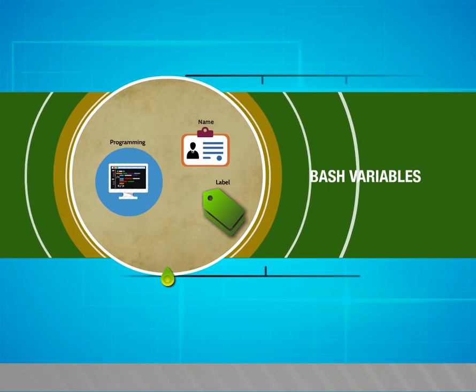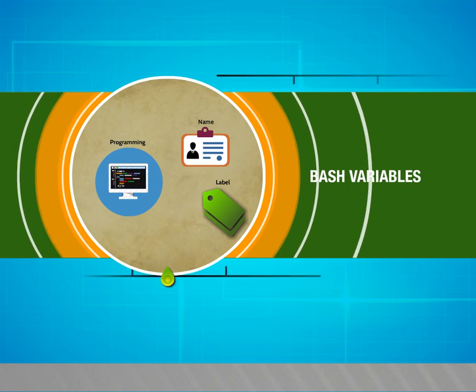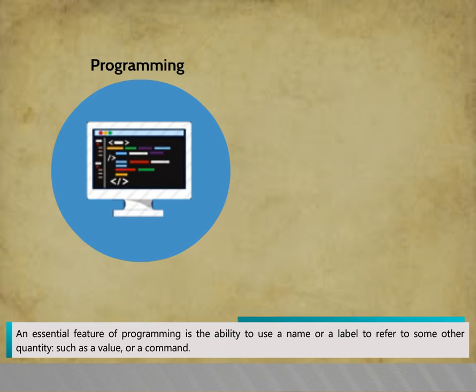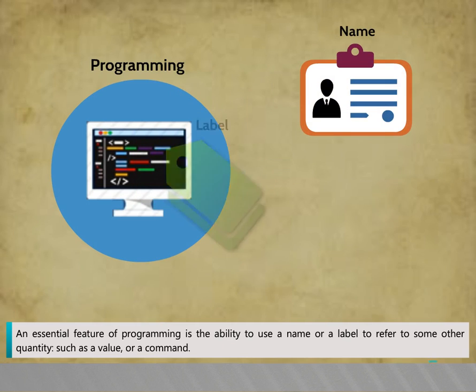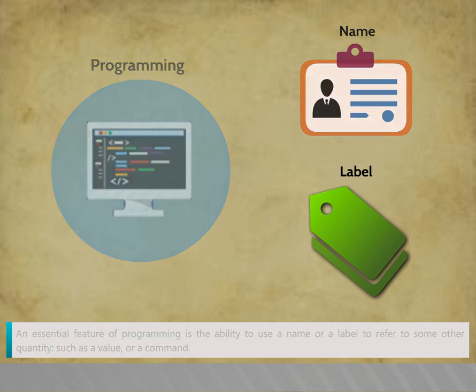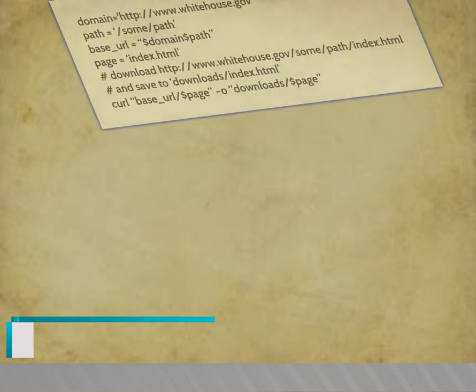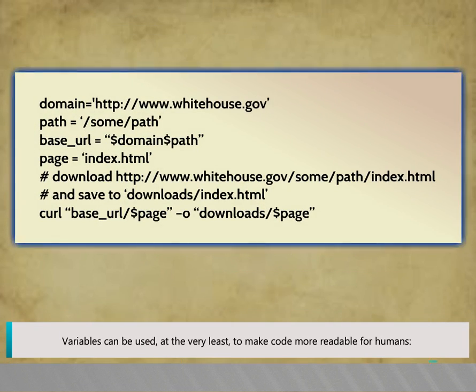Bash variables. In this video, we are going to see about bash variables. An essential feature of programming is the ability to use a name or a label to refer to some other quantity, such as a value or a command. This is commonly referred to as variables.